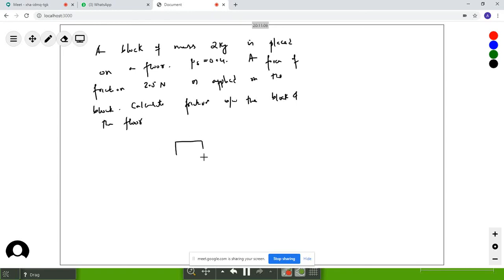This is the picture I am giving you. That means you are applying a force of 2.5 Newton. So the friction force is 2.5 Newton. Yes, the force of friction. Now there is a twist in this.